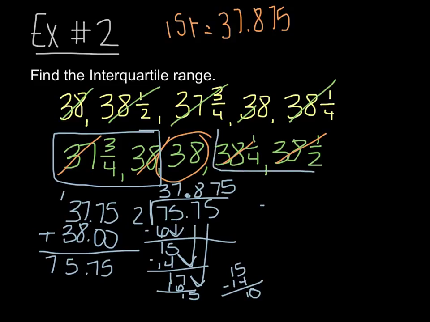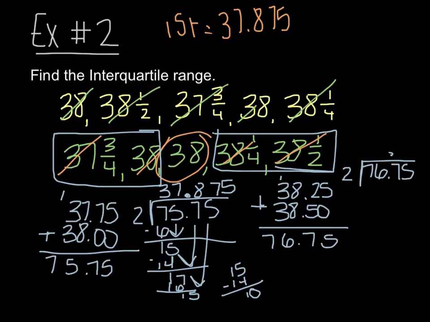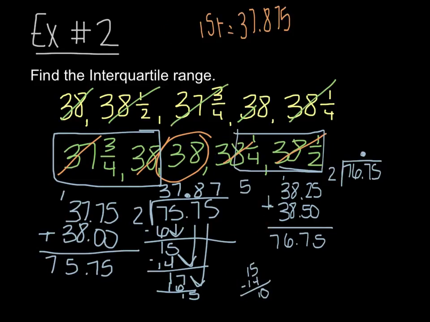Remember, it's all the numbers after the median. So we have 38 1/4. We know 1/4 is 25/100. So 38 25/100 plus 38 1/2. We know 1/2 is the same as 50/100 or 5/10. We're going to add them up. And we get 76 75/100, which we divide by 2. If you have two numbers in the middle, you always have to divide by 2. Bring the decimal up, and we just divide.